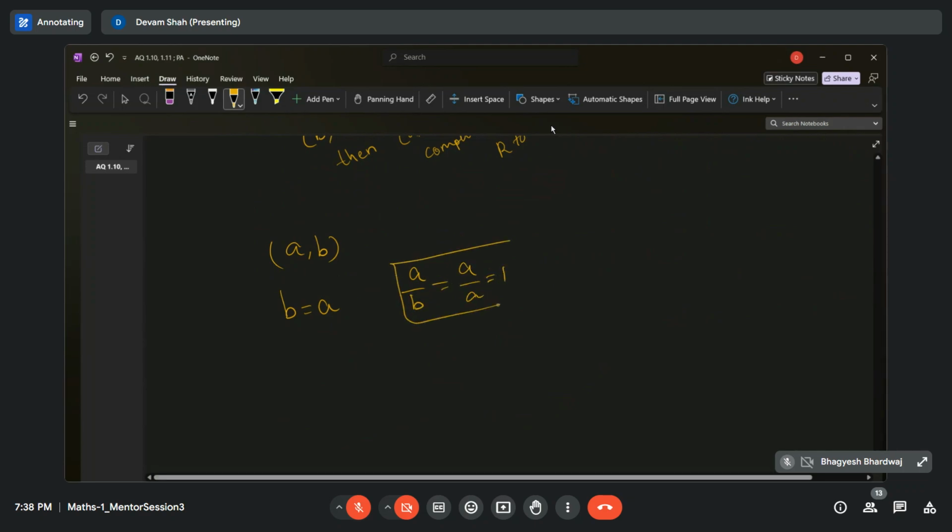Is this correct? What does this mean? That every non-zero even integer will be mapped to itself. So because of this, it will be reflexive.